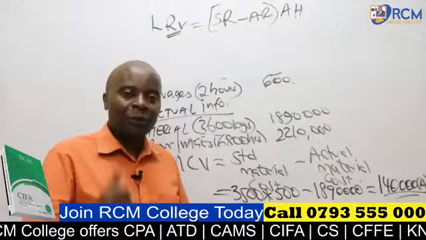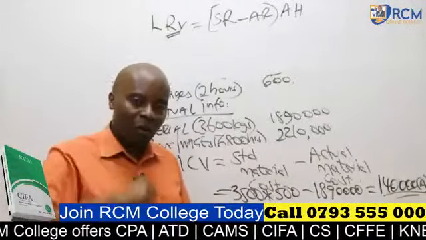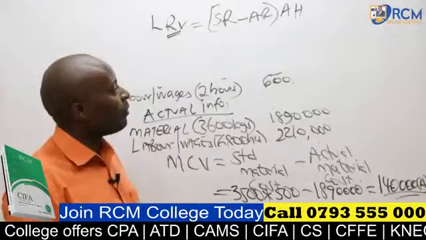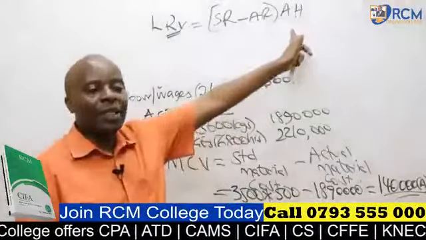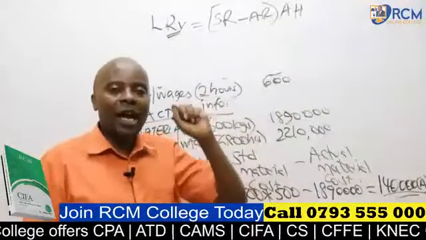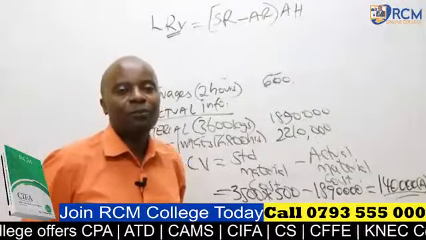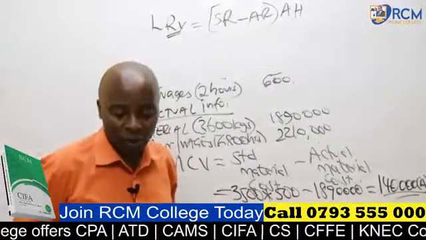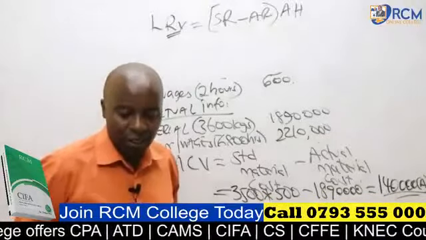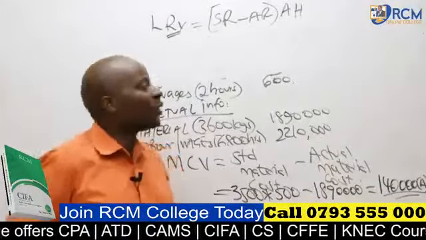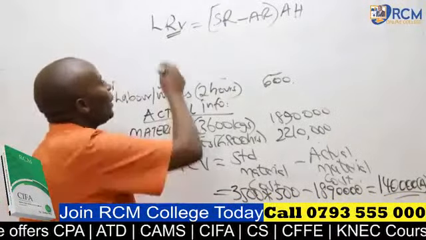Capital AR is the actual rate per hour. And then we have AH being the actual what here? Actual hours. AH is the actual hours. So, ladies and gentlemen, I would want us to pick this up very first.